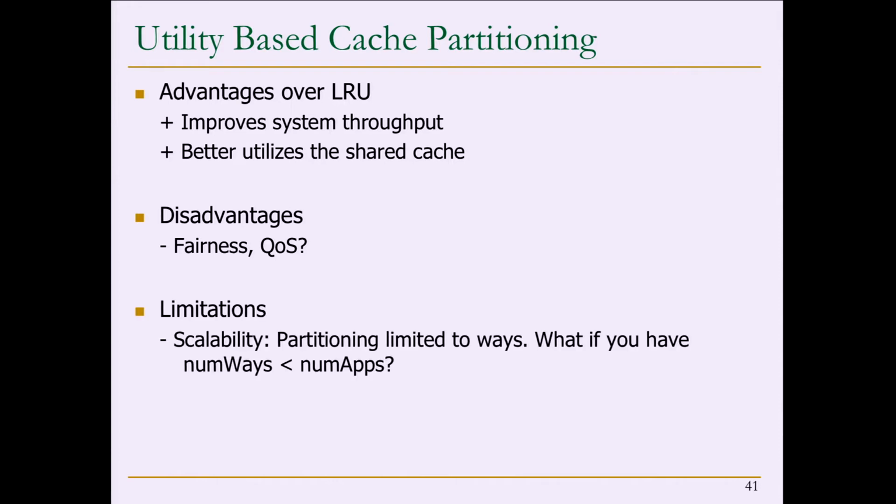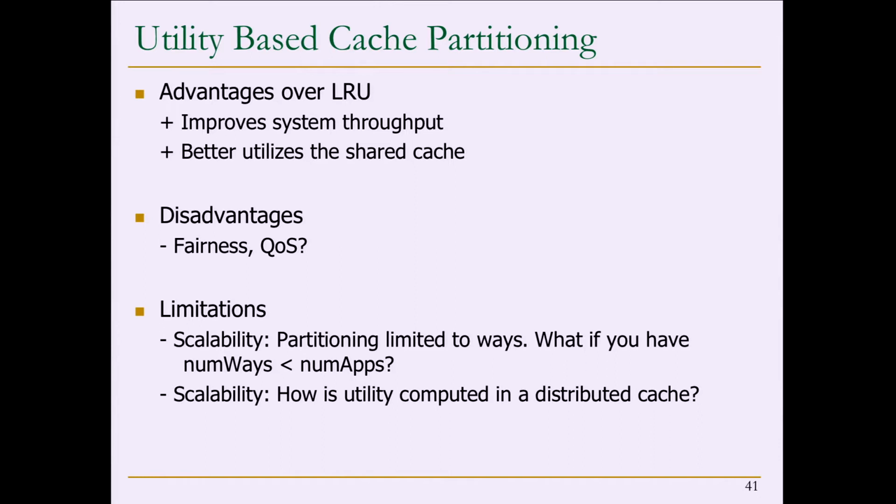And there are a bunch of other limitations. Scalability is still a problem. Partitioning is limited to the number of ways. What if you have a number of ways that are less than the number of applications? Or what if you have a number of ways that are close to the number of applications? You have another problem, number of cores. So I'm using cores and applications interchangeably over here. If you add threads on top of this, it'll be much more, of course.